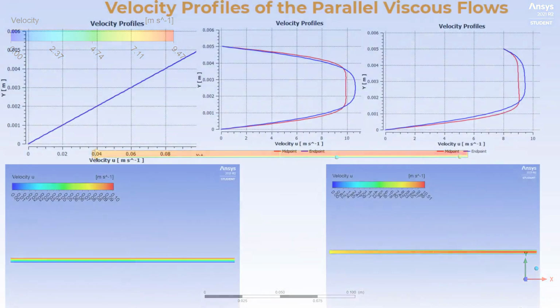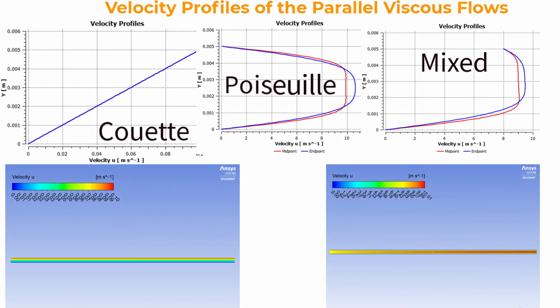So here are the graphs of the various parallel viscous flows that we have, and they have their contour maps below them.